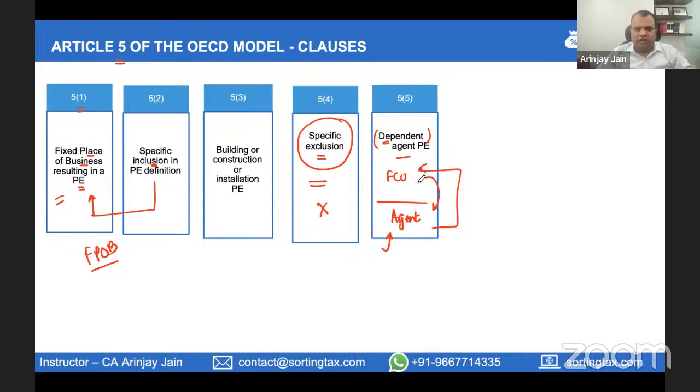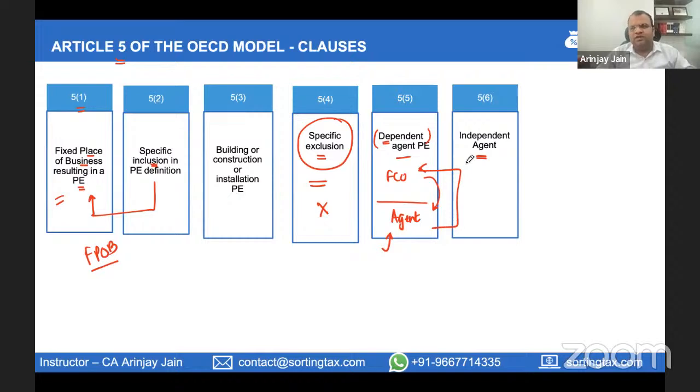Now, it may be a related party, it may be an independent party. The agent need not necessarily be an associated enterprise or a related enterprise of the foreign company. Independent agent. Now, an independent agent is a person who is acting in the source state on behalf of the non-resident, but he is independent insofar as his operations are concerned. So he is engaged in a particular business and the activities he does are included in the normal course of business of such an individual.